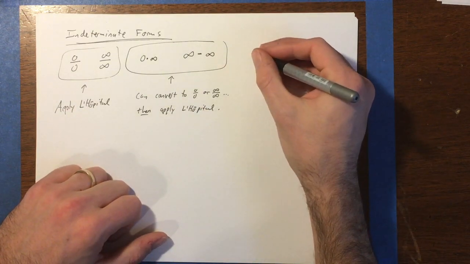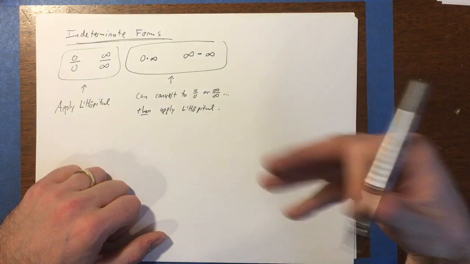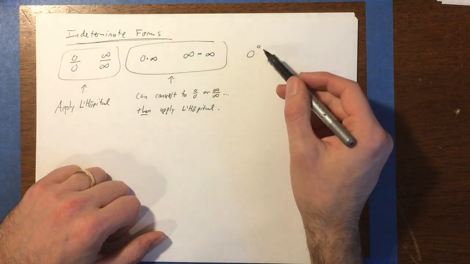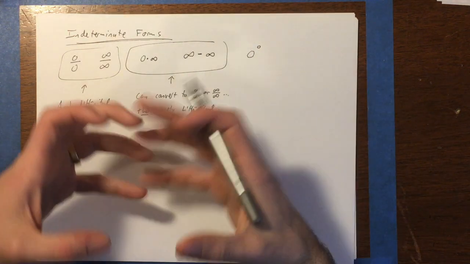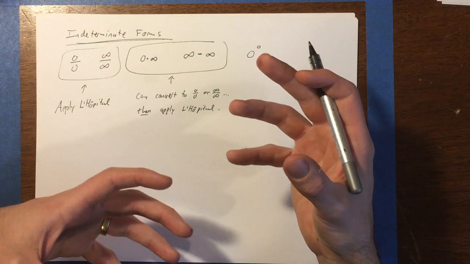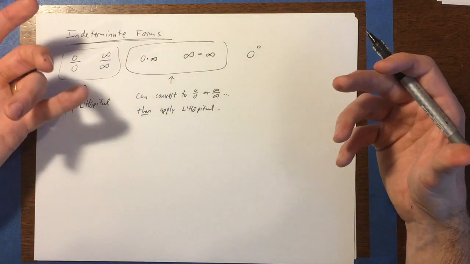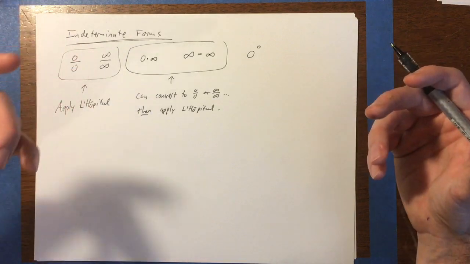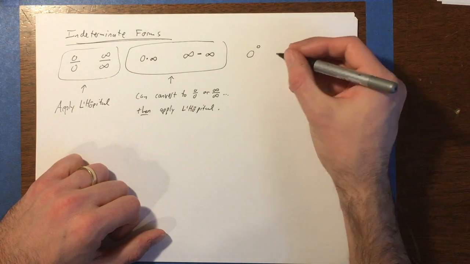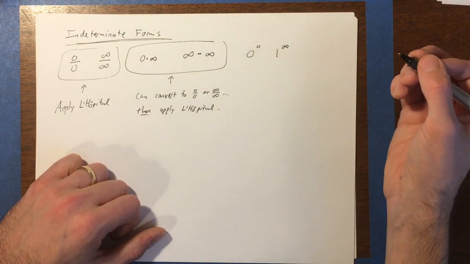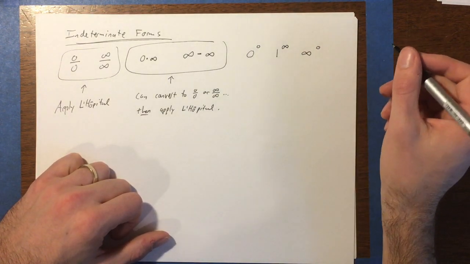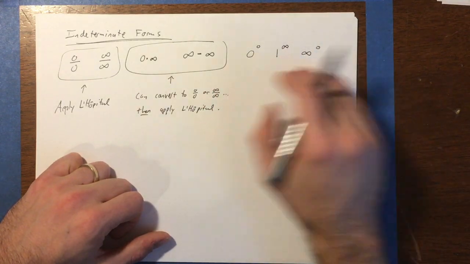Another whole category of indeterminate forms are exponential form indeterminate forms. One of them is 0 to the power 0. If you have an exponential expression where the base and the power are both functions of x, we use logarithmic differentiation to find the derivatives of those back in chapter 3. For those functions, if the base and the exponent are both approaching 0, or if the base is approaching 1 and the exponent is approaching infinity, or if the base is approaching infinity and the exponent is approaching 0, those three things are all also indeterminate forms.